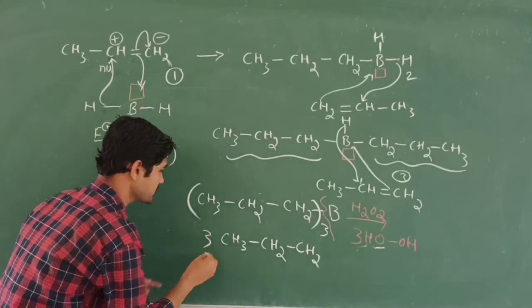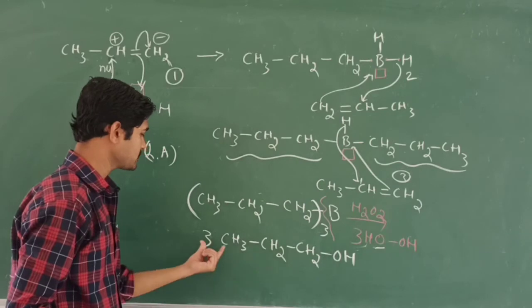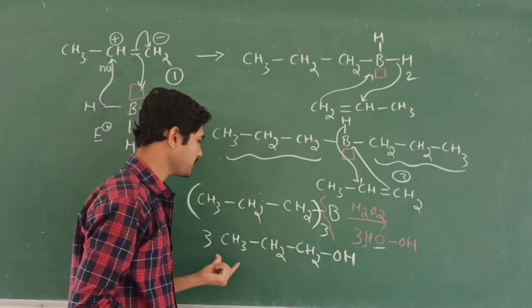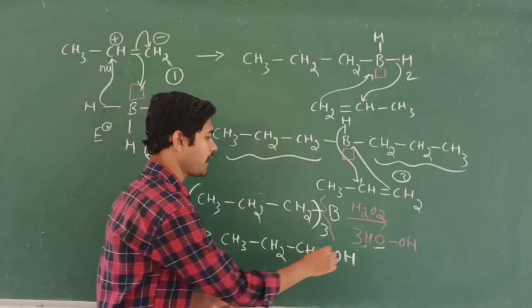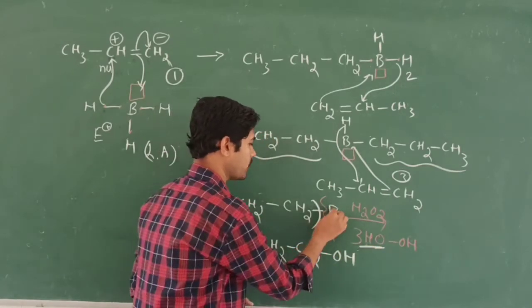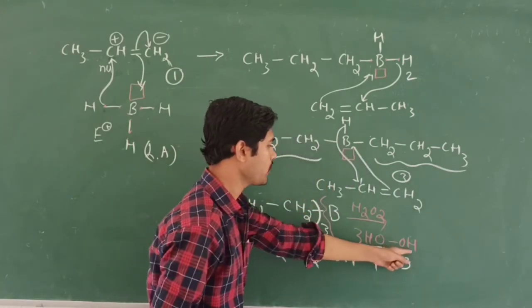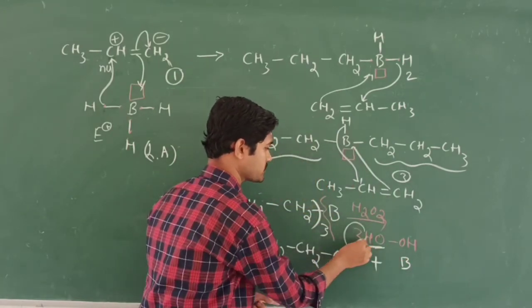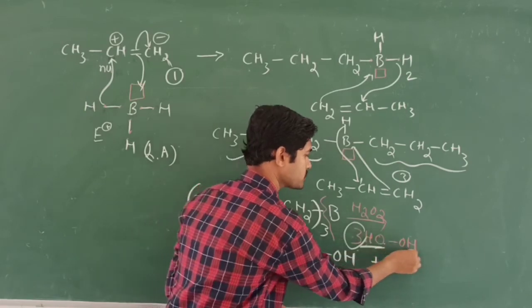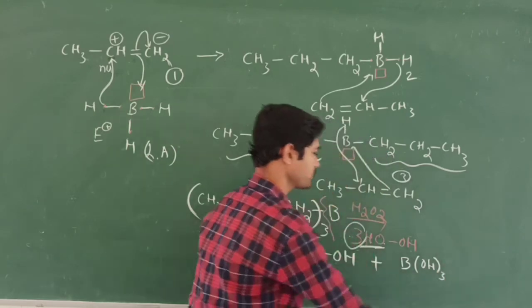I will write 3 times this side, and the OH group will be attached. I mean CH3 contains 3 times, this CH2 contains 3 times, and this CH2 contains 3 times, and 3 times OH will come and attack here. What is the remaining electron here? So 1 boron atom is left out along with the OH group. How many OH groups are there? 3 OH. So this OH contains 3 times, and this OH contains 3 times. That becomes OH thrice.